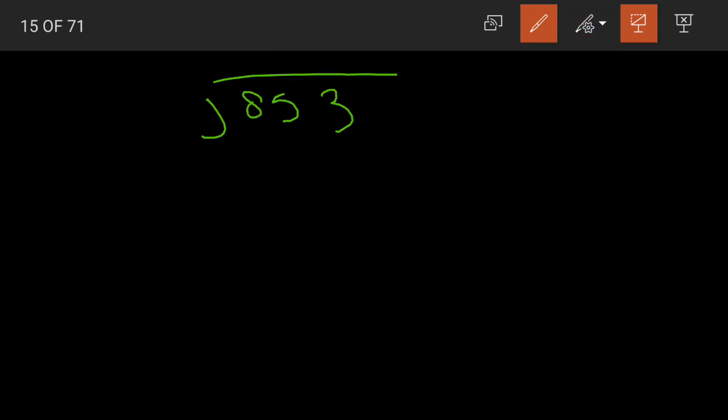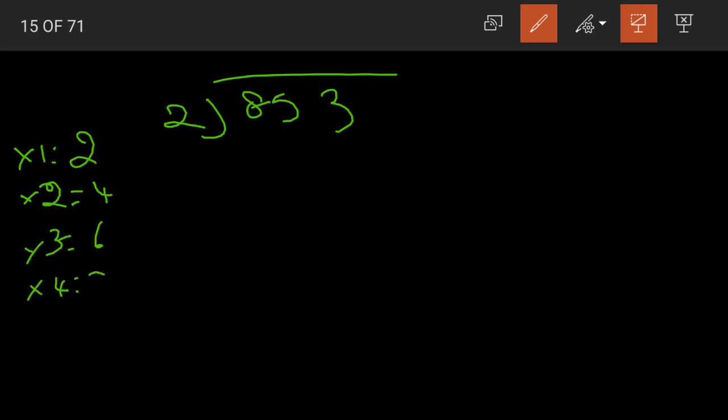Now let me write the second table here. 2 ones are 2, 2 twos are 4, 2 threes are 6, 2 fours are 8, 2 fives are 10, 2 sixes are 12. Yes, children. Now what should we do? The first step, divide the hundreds. 8 divided by 2. Now do we have 8 in the second table? Yes, we have 2 fours are 8.